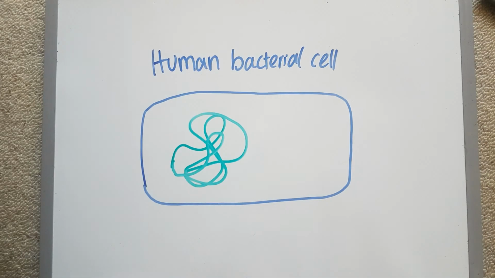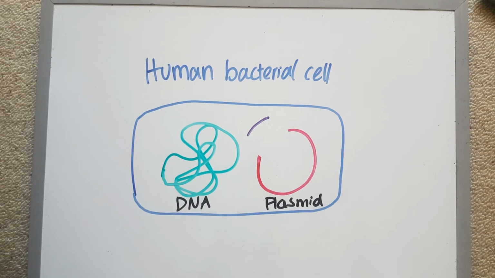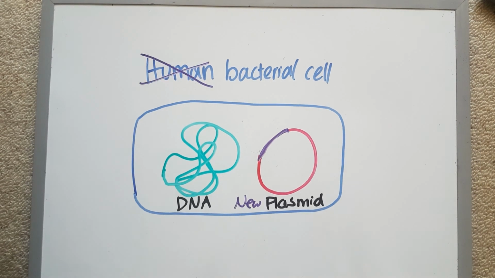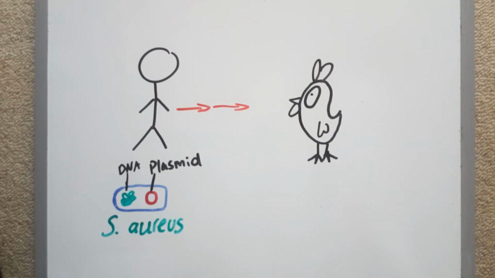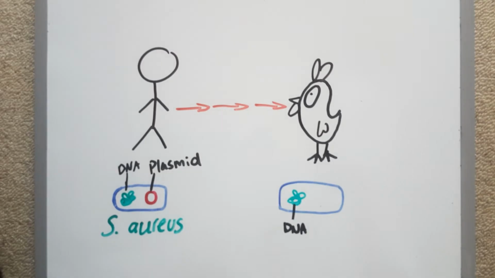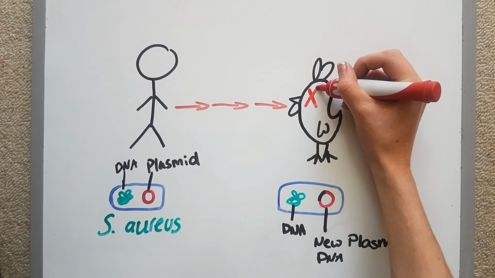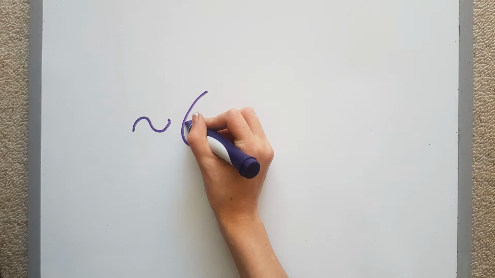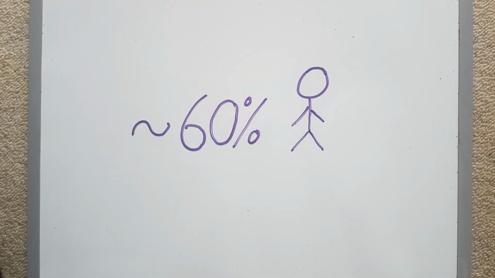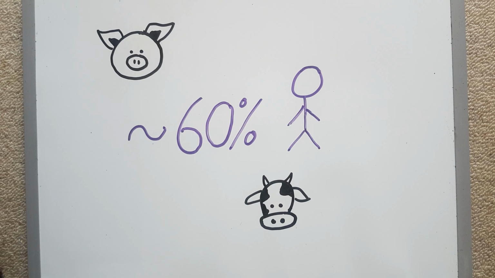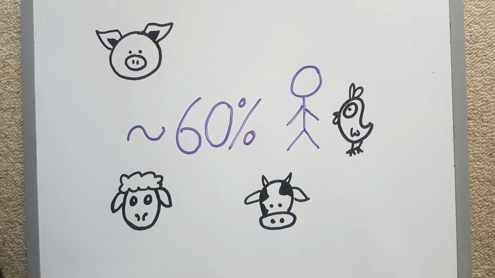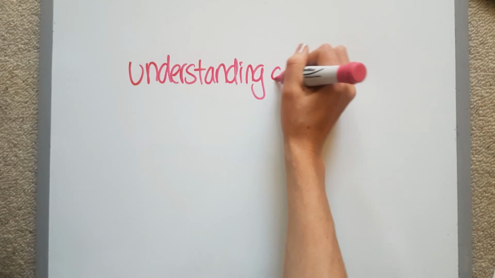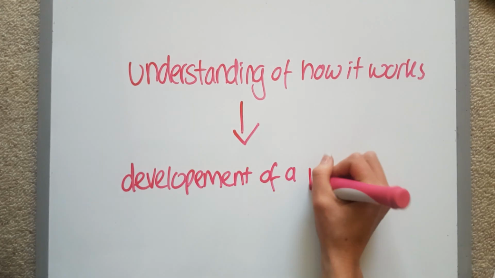The DNA within the bacteria undergoes certain changes through mutations and other processes that allow it to adapt to the environment of the chicken. However, this transfer can be fatal. It is important to understand how this process works, as it is estimated that 60% of all known human pathogens originated from other animal species, and having an understanding of the process could help to develop a prevention.